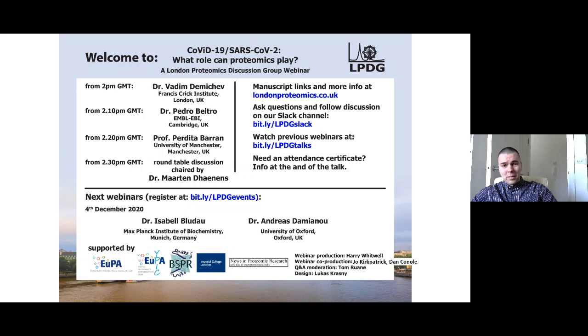But to streamline this into clinic, probably it just makes sense to use triple quads for that, which are there already. And it's not even for prediction, it's possible to identify a limited number of peptides which will be predictive, and this can be easily measured with a triple quad.